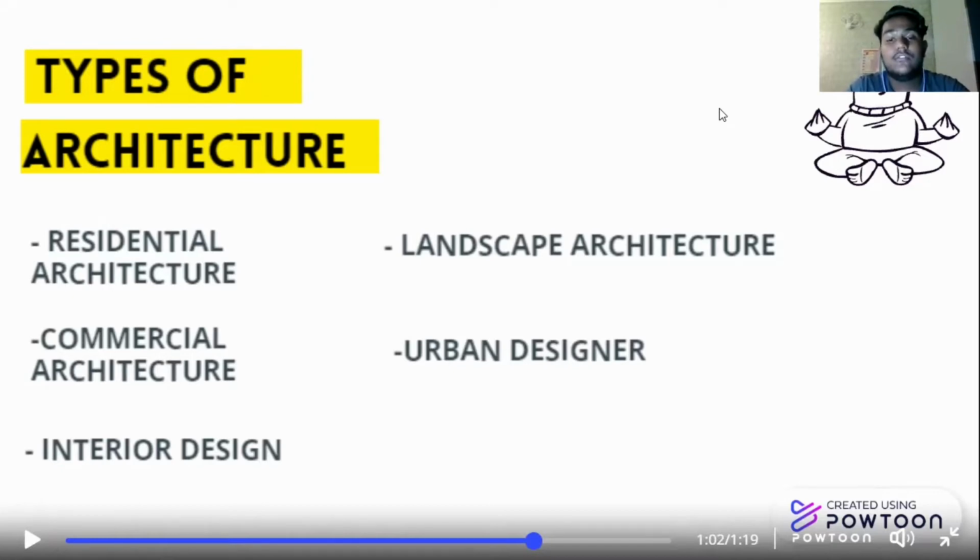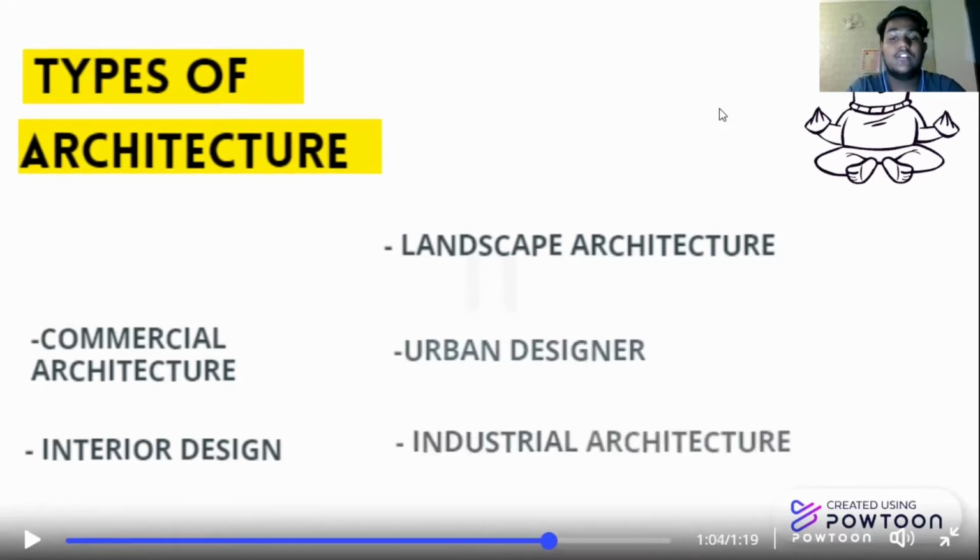And then the fifth one is urban design. Architects who specialize in urban design are involved in city planning and focus on the design of an area as a whole. They will design a whole city so that the city will look spectacular around the world.